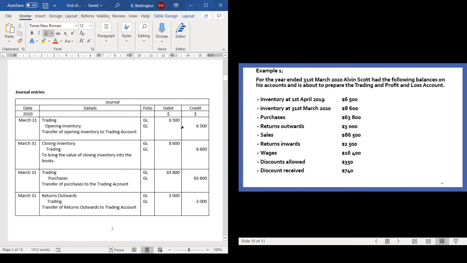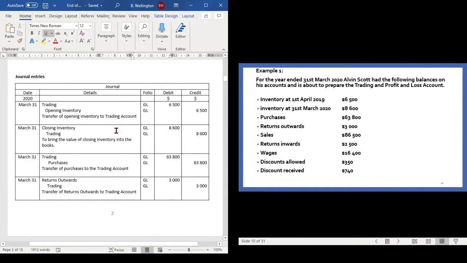Okay, so remember that if the item has to do with the buying and selling of goods, the balance will be transferred to the trading account, while if the item has to do with expenses or revenue, that balance will be transferred to the profit and loss account. Now, here's what your journal entries will look like. Notice how the journal is ruled up, and you're familiar with journals. There's a column for your debit values and a column for your credit values.